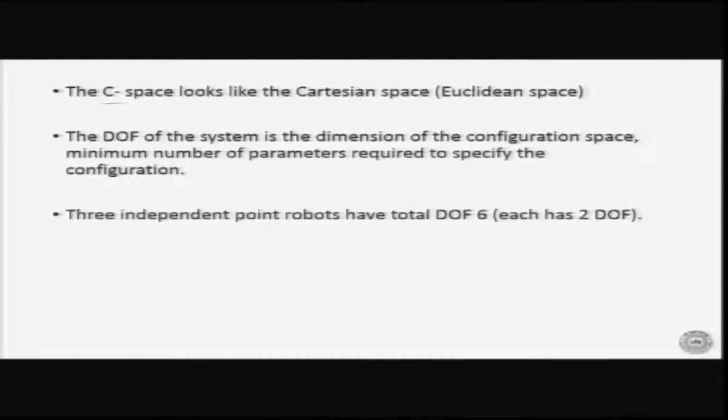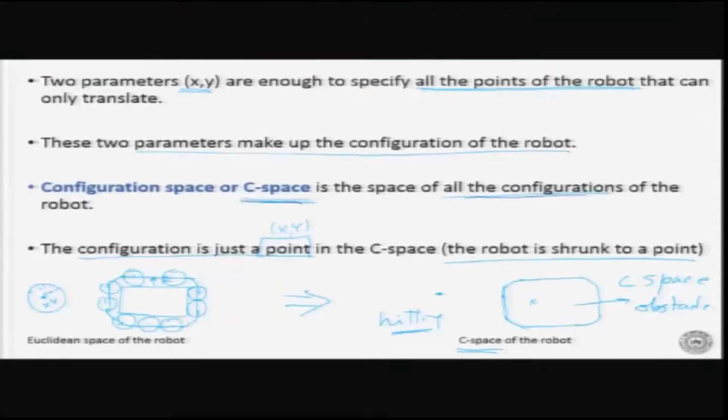Now, something to remember, please remember this: the C space looks like the Cartesian space, but it is not the Cartesian space. What I mean by that is this space here is my Euclidean or Cartesian space, and this looks like this space. What I mean by looks like is that there is also an axis here, a coordinate system x and y, if I say they are 2D, and we also have an x and y here. Now, these two spaces look like they are the same space.